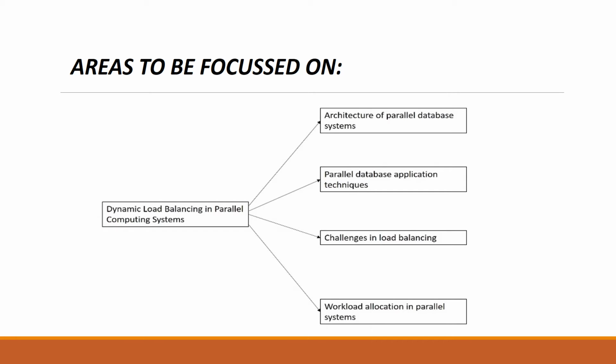So this paper focuses on providing a brief review of dynamic load balancing in parallel systems. The following is how the rest of the paper is structured. A background of architecture of parallel database systems is presented. Moving on, we have the parallel database application techniques, followed by the challenges in load balancing, and then lastly we have the workload allocation in parallel systems, followed by the conclusion.